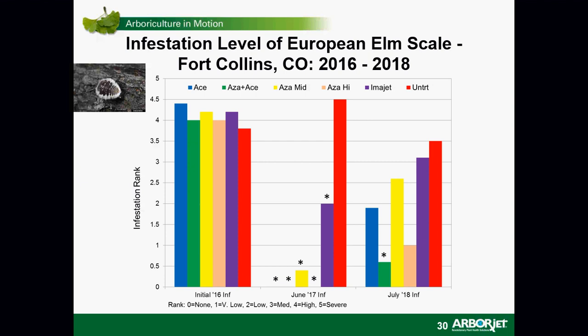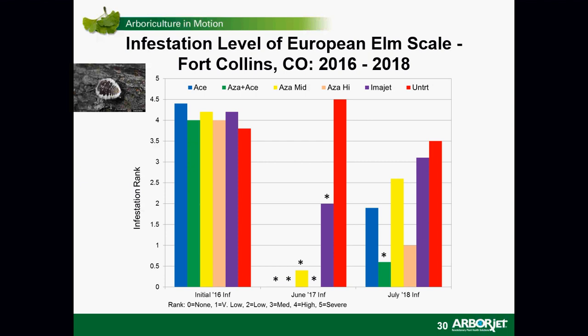So we're continuing to monitor this trial, but it's looking very favorable to use a combination of ACE-Jet and Azosol as a way of knocking down populations quickly. And then the azadirachtin will keep populations low.